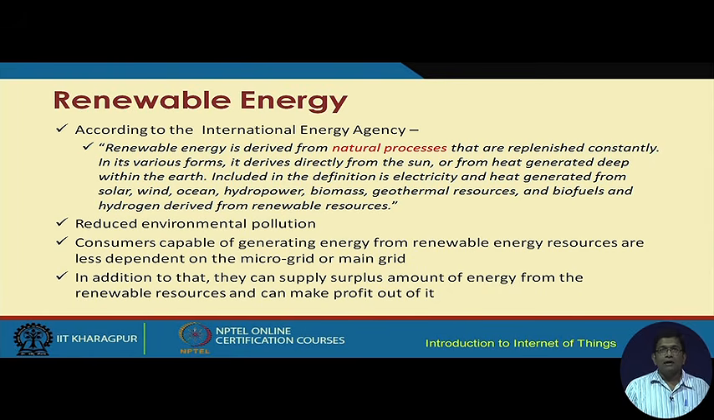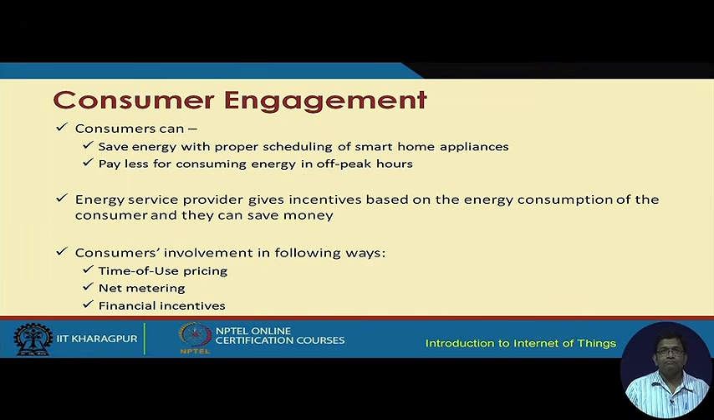Renewable sources are an important component of the smart grid. I am not going to talk about what a renewable source is, the definition is given for you, but as we all know from our basic knowledge, there are wind, solar, and different other forms. These sources of energy have a lot of advantages in reducing environmental pollution, and they are very attractive. Renewable sources of energy are important components of a smart grid.